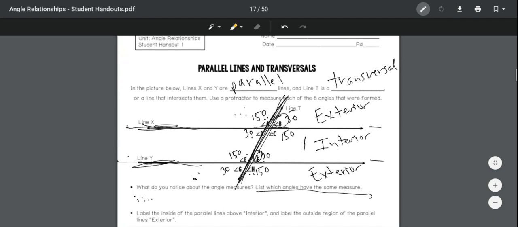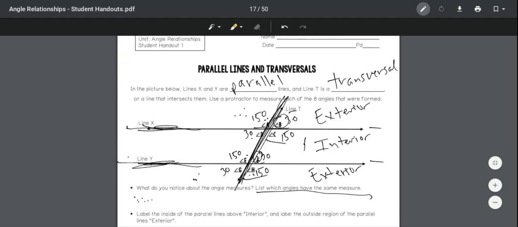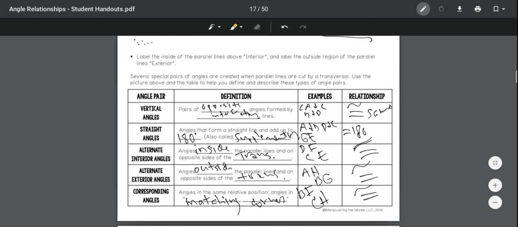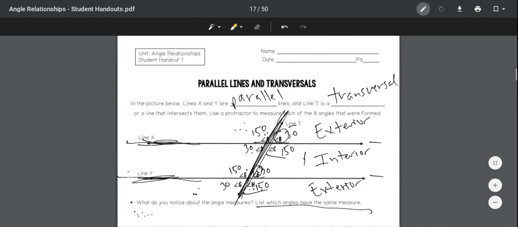Okay, and if you look at your paper, C and H are also corresponding. And again, that means that they are congruent. They are the same. On the other side of the transversal, you could write down A and E or D and G.